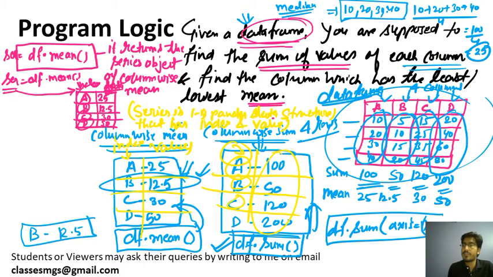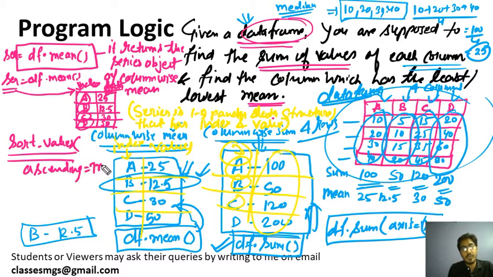Now what we can do, if you know the concept, is that a series object can be sorted. A series object can be sorted using the sort underscore values function. You pass the argument ascending equals to true. If you sort this data series and hold it in a variable series 1, then it will return the sorted series object. So if you know the sort values function, then you can easily calculate this. So this much knowledge you should have.